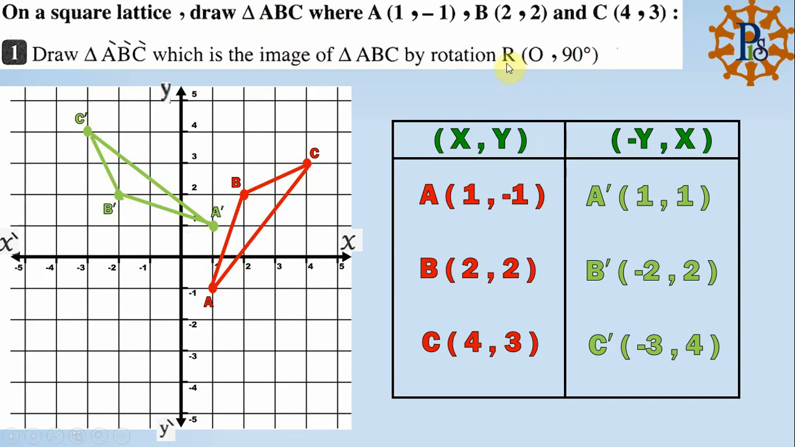So R represents rotate. O, this is O, it's not 0, it's O. O means origin point. And 90 is the angle of rotation, to rotate the triangle 90 degrees. And as you can see, the triangle is rotated in this direction. It means anti-clockwise, because the angle here is positive.